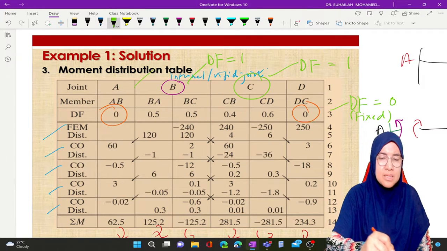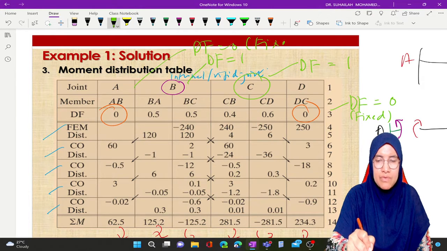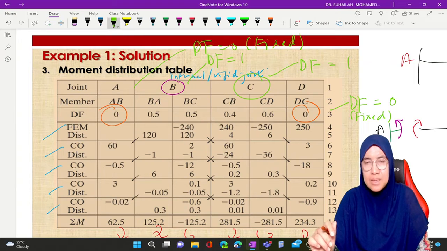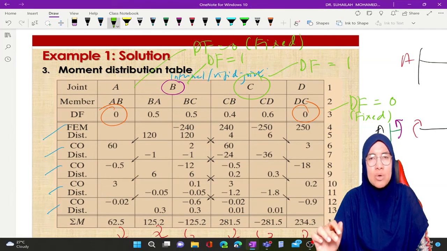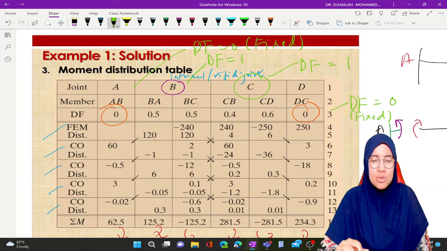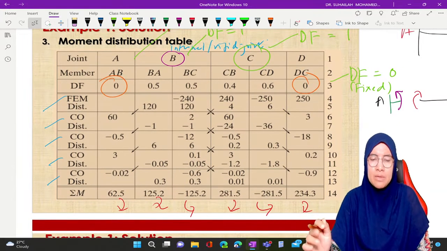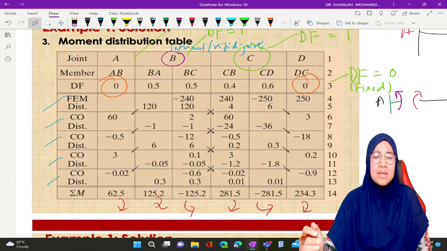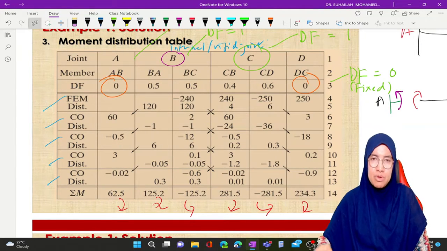Distribution factor equal to 0 because of fixed end. Other than that, total distribution factor at joint equal to 1. Okay, so we put the fixed end moment that we have just calculated, and then we start to distribute moment.